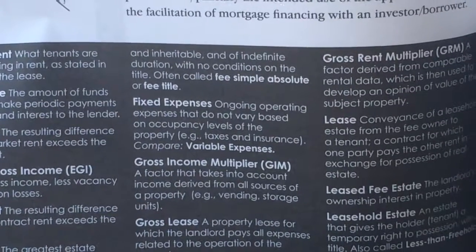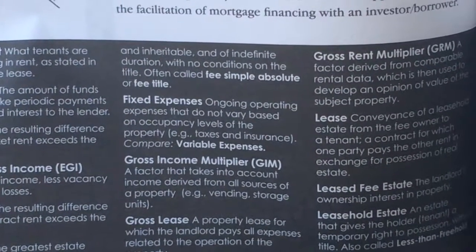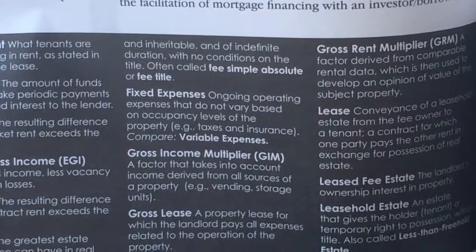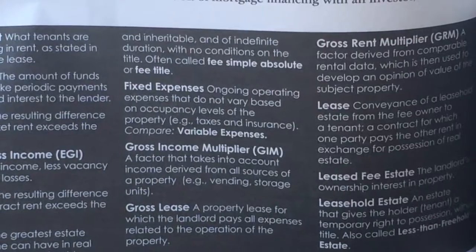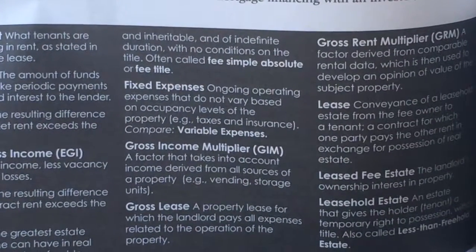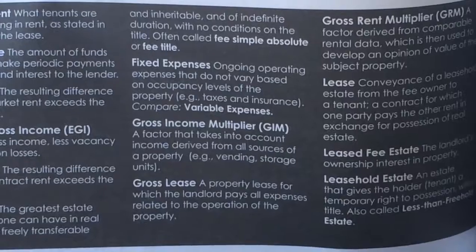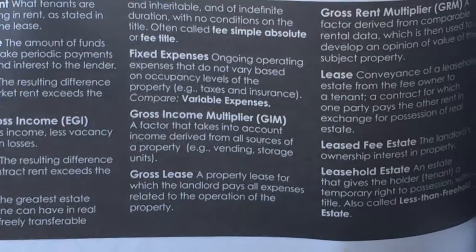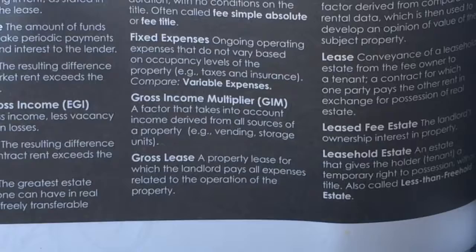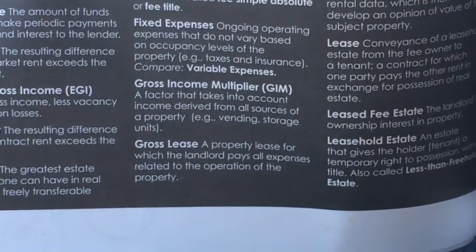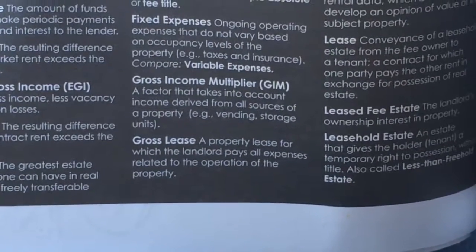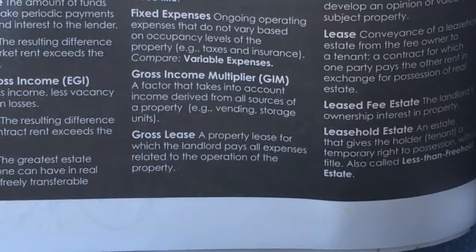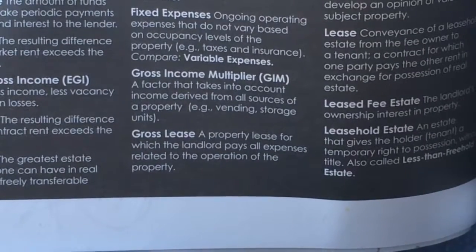Fixed expenses. Ongoing operating expenses that do not vary based on occupancy levels of the property. For instance, taxes and insurance, compared to variable expenses. Gross income multiplier, GIM, a factor that takes into account income derived from all sources of property, such as vending, storage units. Gross lease, a property lease for which the landlord pays all expenses related to the operation of the property.